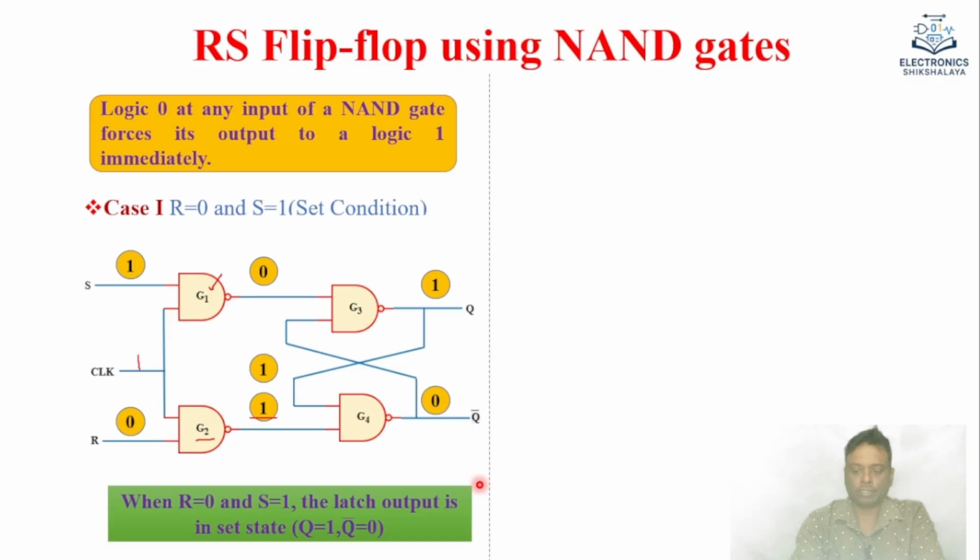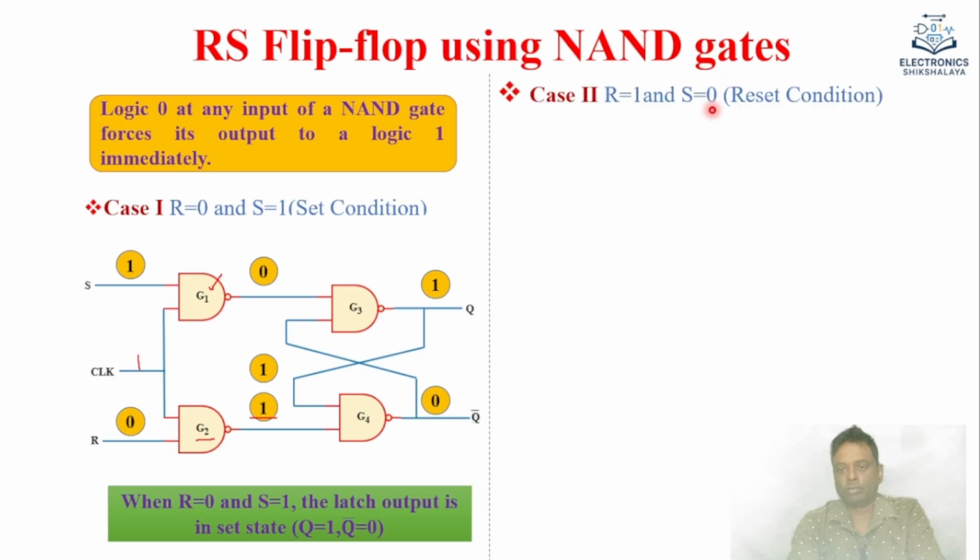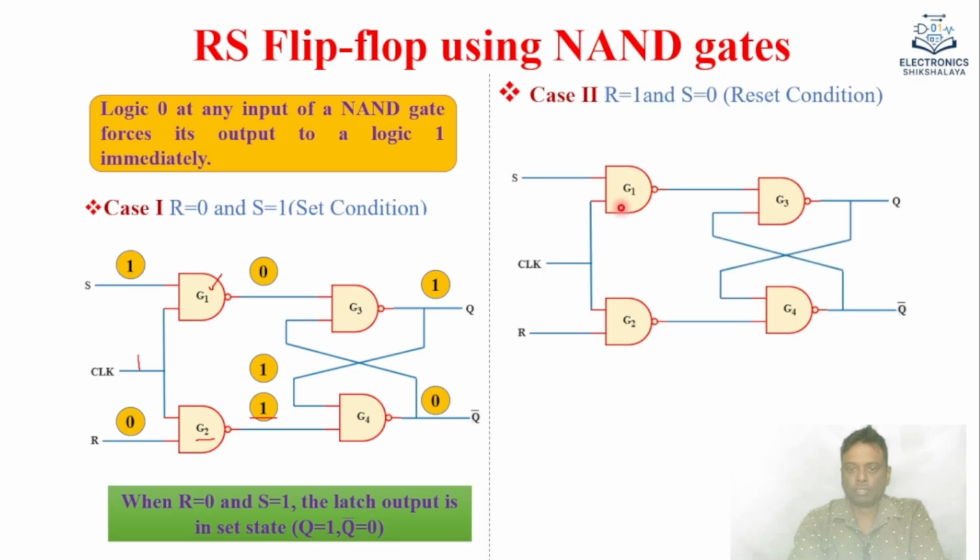Let us see our second case, when R equals 1 and S equals 0. We are applying R value equal to 1 and S value equal to 0, and the clock is 1. What is the output now? G1 has inputs 1 and 0, so its output will be 1. Similarly, G2 accepts both inputs 1 and 1, so the output equals 0. We know that if any input of the NAND gate is 0, it forces the output to be 1.